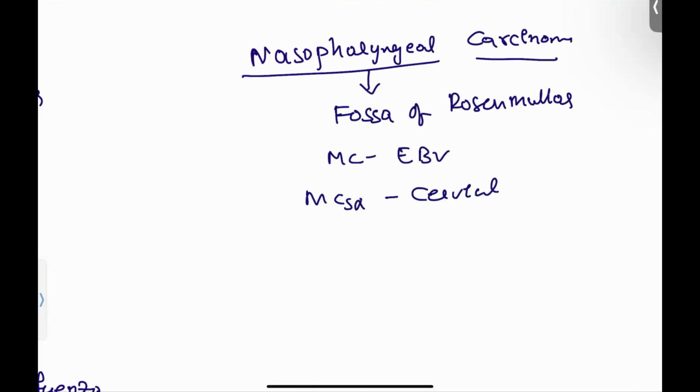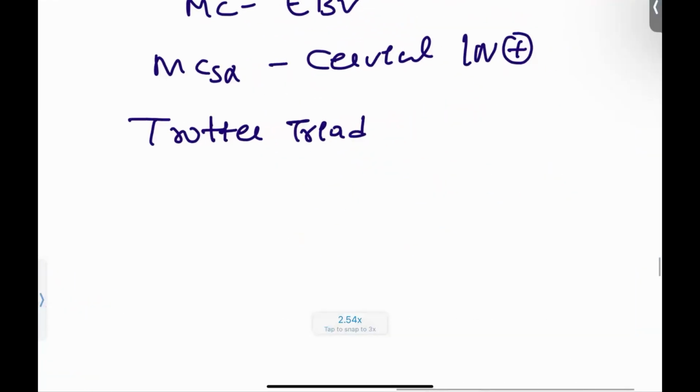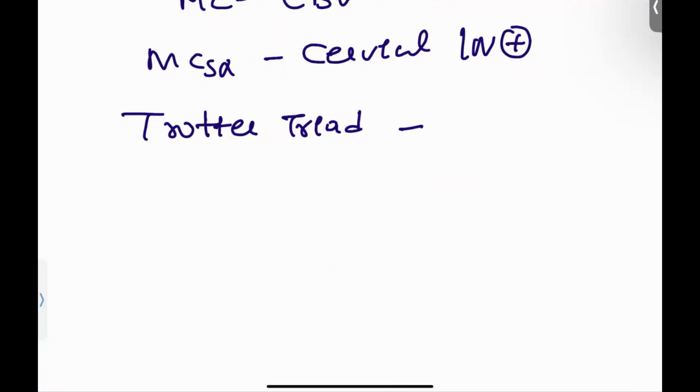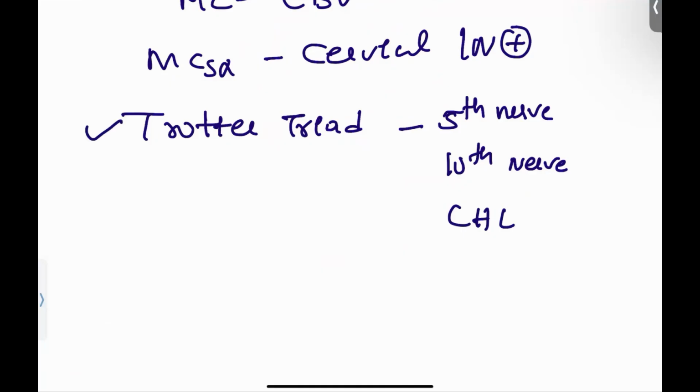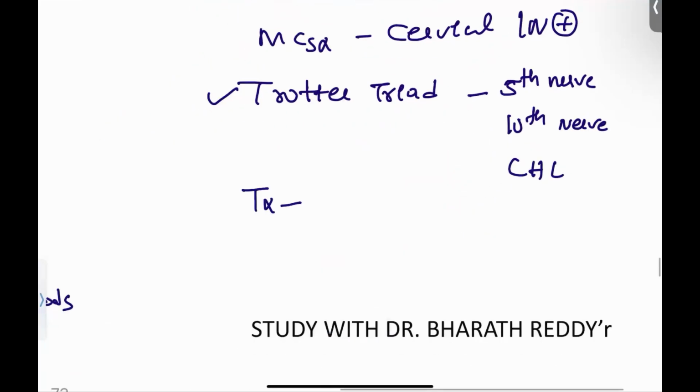Along with that, there is the Trotter triad. What is meant by the Trotter triad? Fifth nerve is involved. Along with that, 10th nerve is involved for this patient, and also conductive hearing loss. This is what Trotter triad is. For the treatment of this patient, chemoradiation is mostly preferred, and then surgical excision can be done.